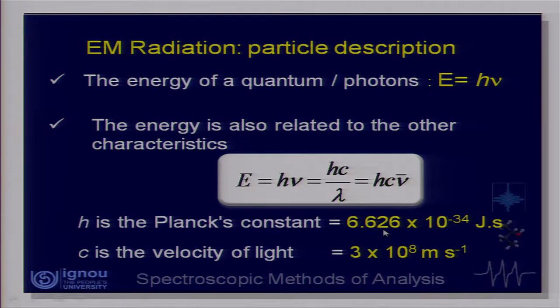We will take a simple problem on that. We just mentioned that h is Planck's constant, whose value is 6.626 times 10 to the minus 34 joule second, and the velocity of light we have talked about many times. Okay.